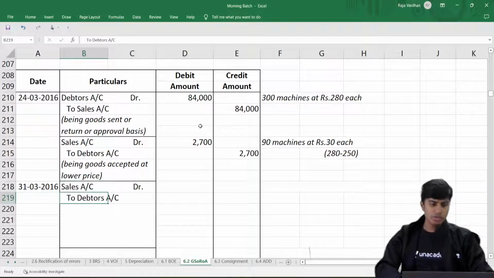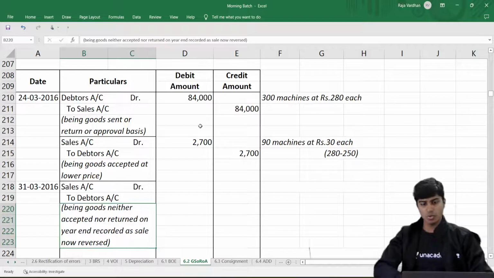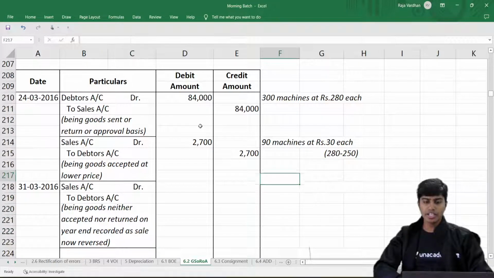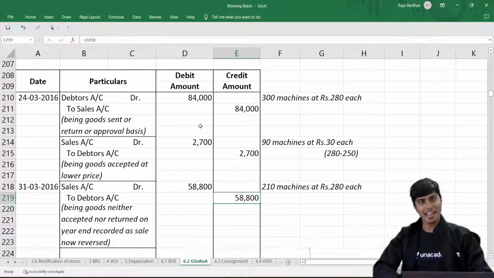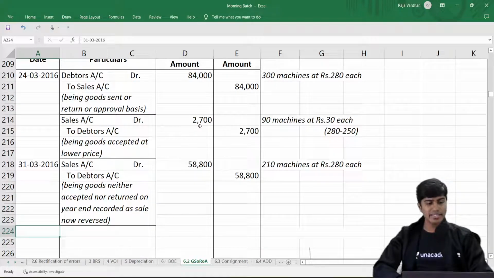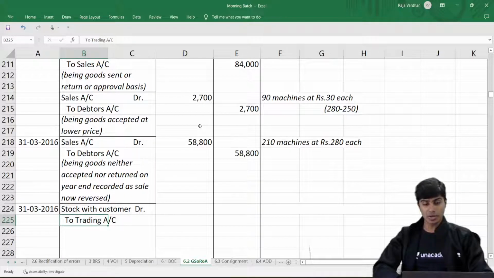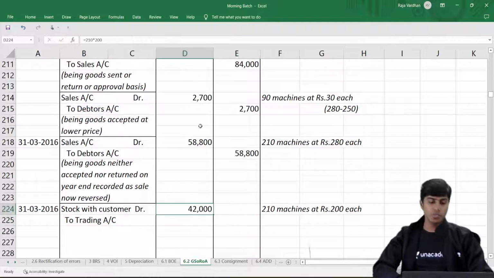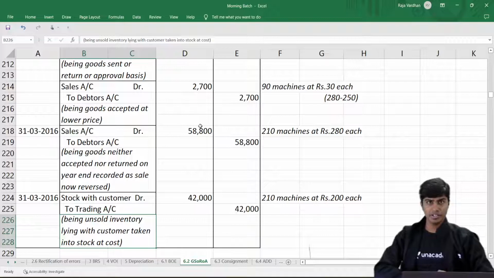So, sales account debit to debtors. Goods neither accepted nor returned lying with the customer. Now reverse. I'll do it for 210 machines at rupees 280 each, which would come to 58,800 and 58,800. Following this, on the year end, the next entry would be including such inventory into my stock, which is stock with customer account debit to trading account. This is 210 machines into 200 each, which is 42,000. Stock lying with customer, including inventory.